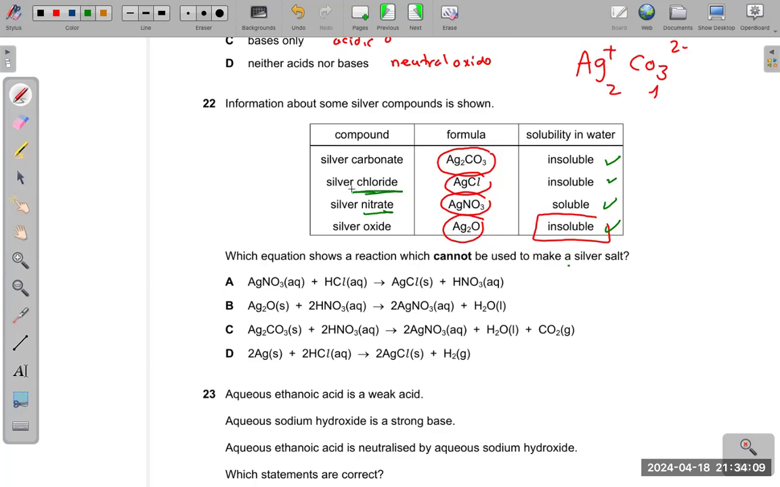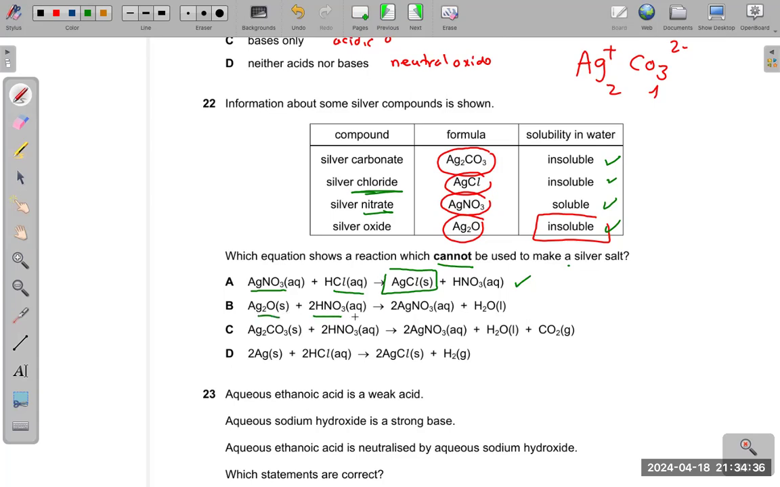I need to make a silver salt. So this is by precipitation. Can I use this one in precipitation? Aqueous salt with aqueous salt. Precipitation is aqueous salt with aqueous salt. This is AgCl, insoluble. So aqueous salt with aqueous salt gave me this, so it's okay. I'm asking which cannot be used. Next, silver nitrate.